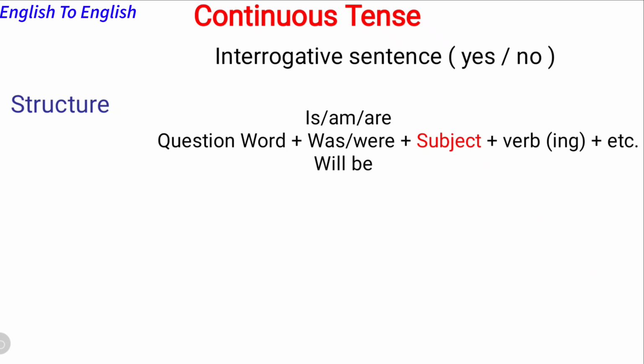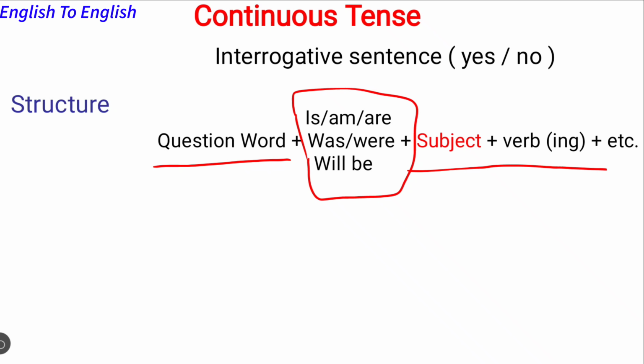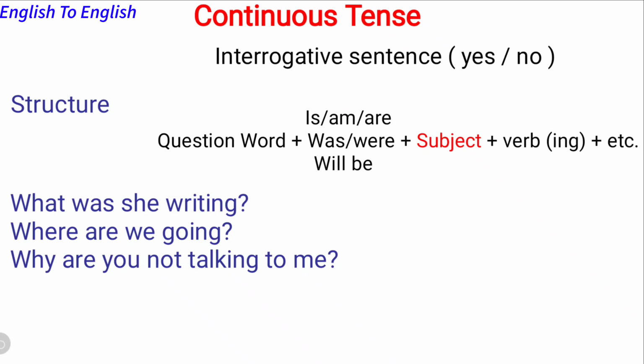Okay, now let's talk about the structure. How can we say that this one is the correct formation of creating question word sentences in the continuous form? First we have to put the question word, the WH word. We discussed how, when, what, why, whose, whom. There were many words. And then we have to put the helping verb: is, am, are, was, were, will be, any one of these as per your sentence, as per your subject. Then the subject and then verb-ing, I mean the continuous form of the verb. Let's see the examples. What was she writing?